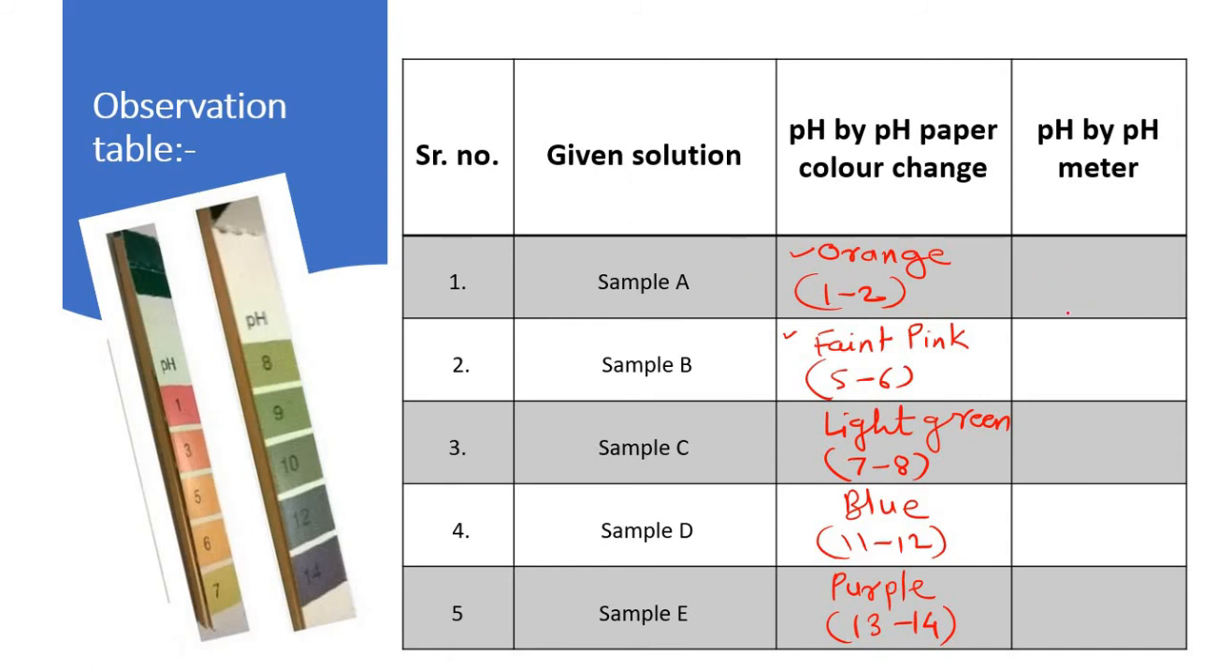If we have taken sample A, then by pH meter the value is 1.2. Then for sample B it is 5.5. For sample C it is 7. For sample D it is 11.2. And suppose for sample E it is 14. In this way we can determine the value by pH paper and by pH meter. Now we'll see how all these observations are written in the form of a result.